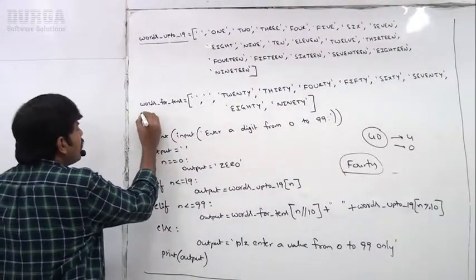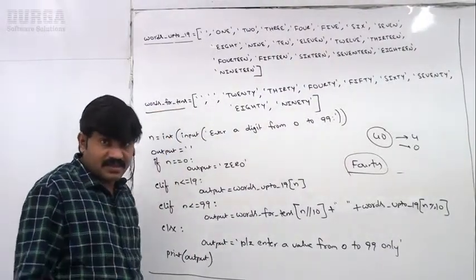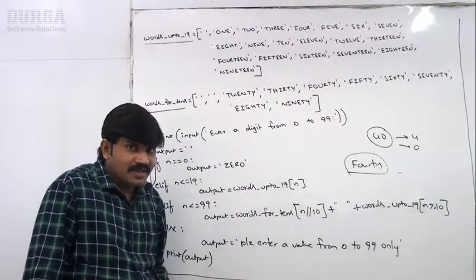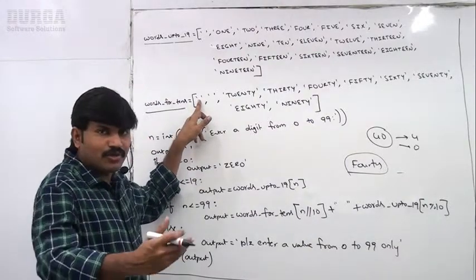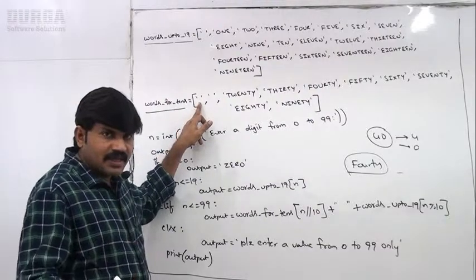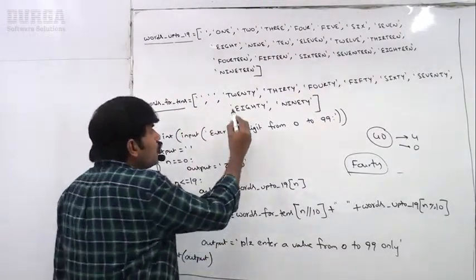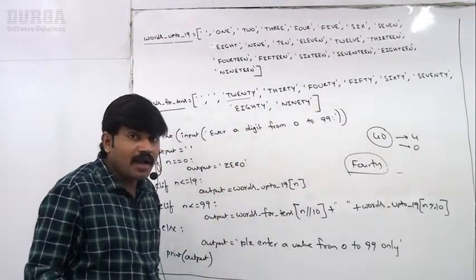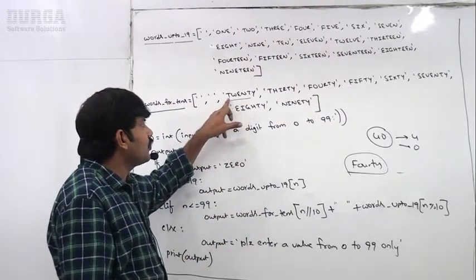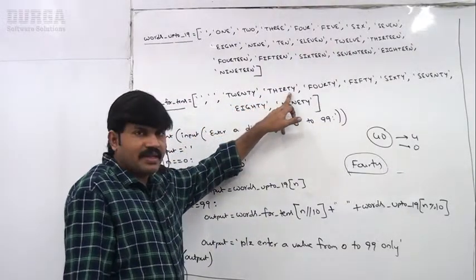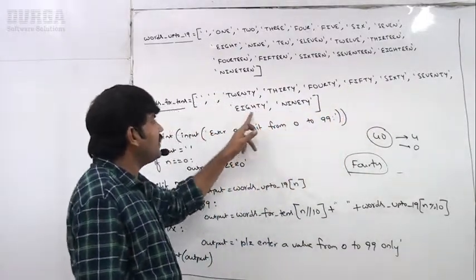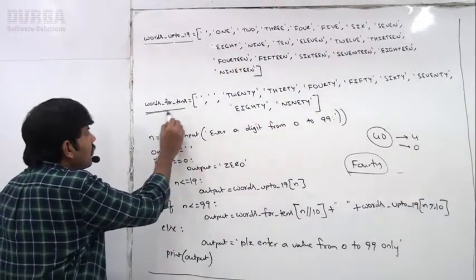Next, words for tens. First empty, next empty I am taking. Why I am taking this is, first 1 to 9, next 10 to 19, empty. 0th index empty, 1st index empty. But at the 2nd index, 20. If the number of tens is 2, at index 2 I took care of 20. 3rd index 30, 4th index 40, 5th index 50, 6th index 60, 70, 80, 90, like this. So this is the words for number of tens.